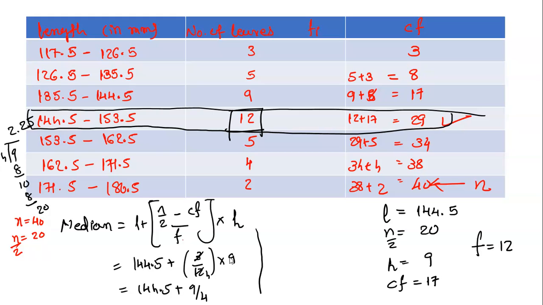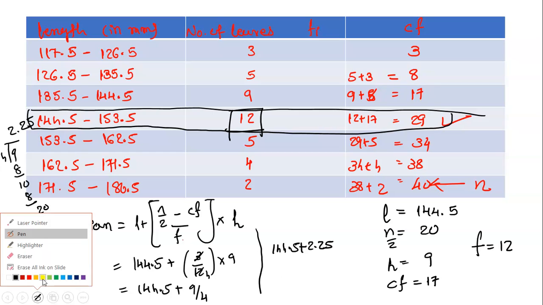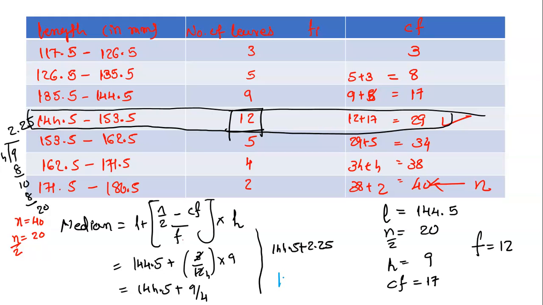So 2.25 plus 144.5. If you add these two things, finally I'm going to write here in blue pen, 146.75. This answer you will get if you add both these things. If you add, 146.75, you will get 0.75 after the decimal. So this is your answer, the median, 146.75. Thus I have completed this question.